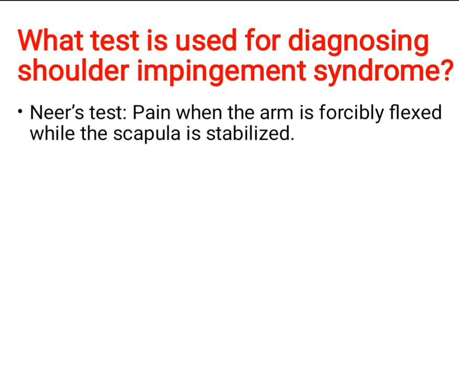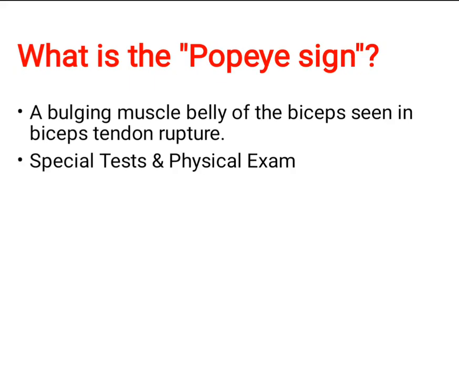15. What is the most common fracture in the shoulder region? Clavicle fracture. Middle third is the most common site. 16. What is the Popeye sign? A bulging muscle belly of the biceps seen in biceps tendon rupture.